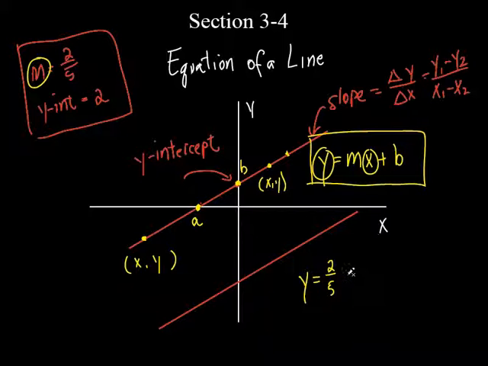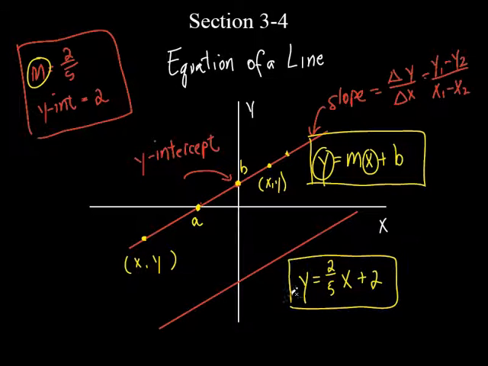Now the X just stays an X, remember? So the X and the Y just stay X and Y. And then plus, what's my Y-intercept? A 2. So there you go. So what I did, I made it nice and neat and compact. And that tells me everything I need to know about that line.